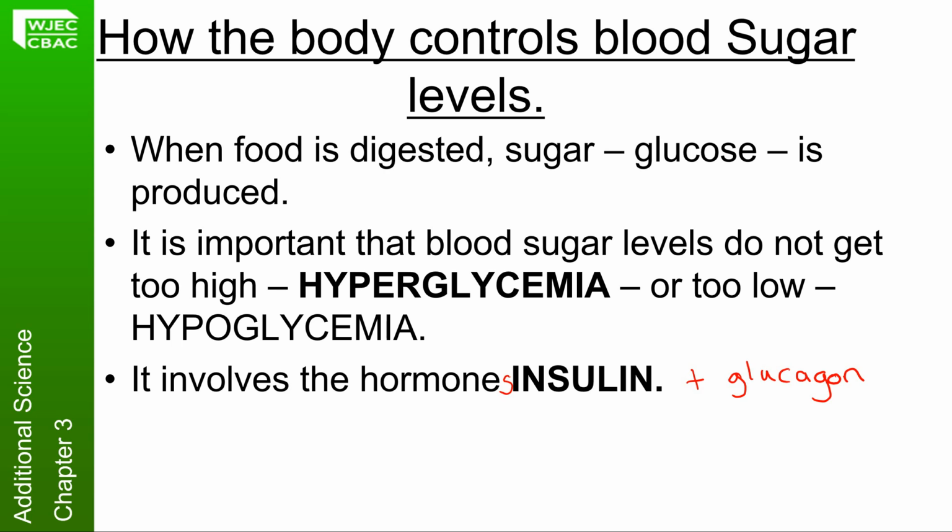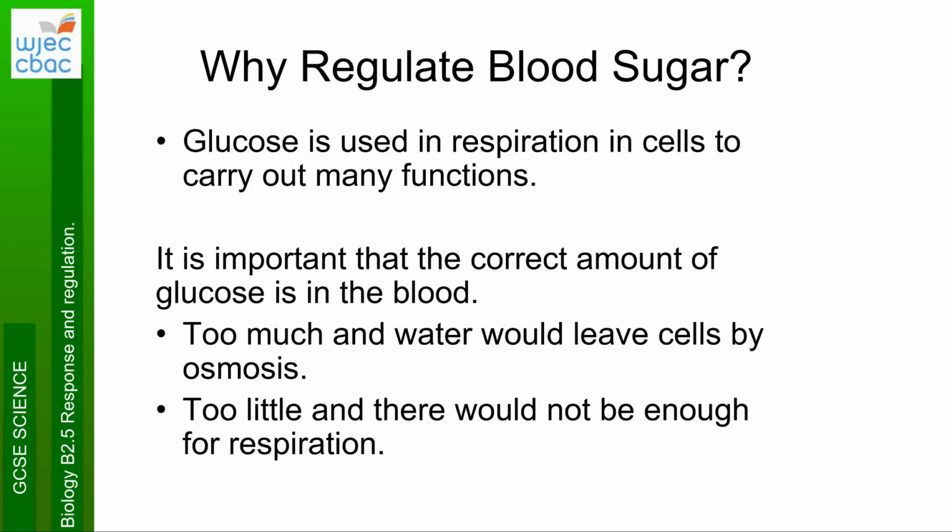So why is it so important that we control our blood sugar levels? As I mentioned just now, glucose is obviously vital in your bodies for respiration. So it's used in respiration in your cells to release energy to allow your body to function. So it's really important as well that we have the correct amount of glucose in the blood in relation to the sort of water levels as well.